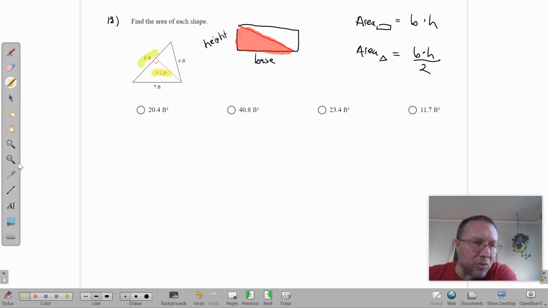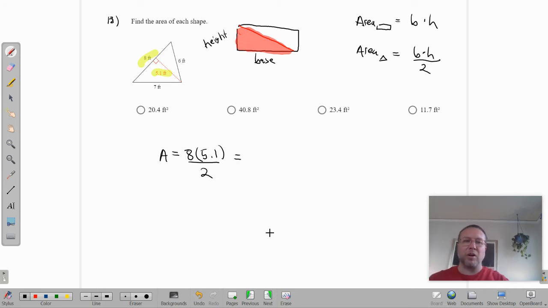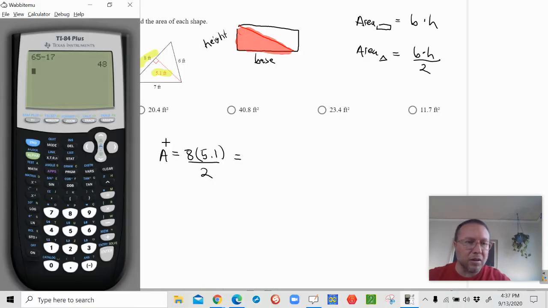And then we'll set that up, and we're going to use a calculator for this. So we'll do base, which is 8, times height, which is 5.1, and then that's going to be divided by 2. I'm not going to do any more from here, I'm just going to let the calculator do the work. So 8 times 5.1 divided by 2, and then I get 20.4.